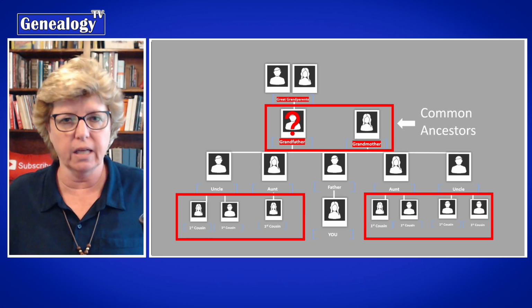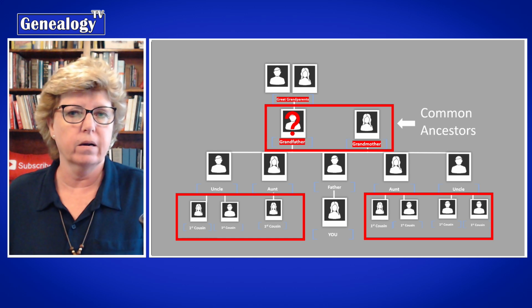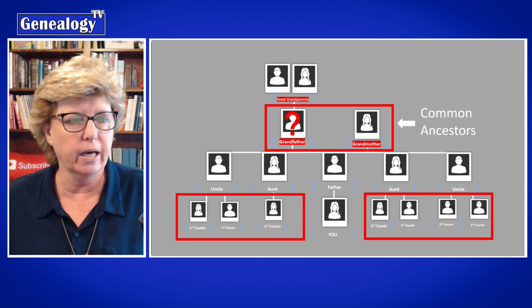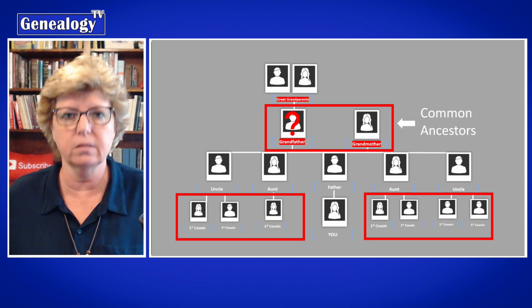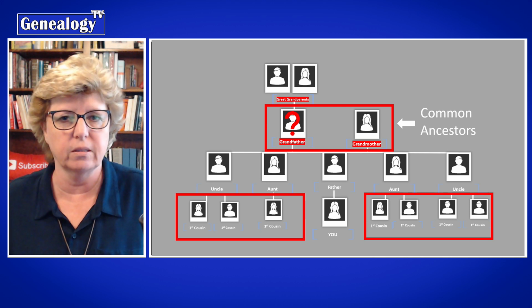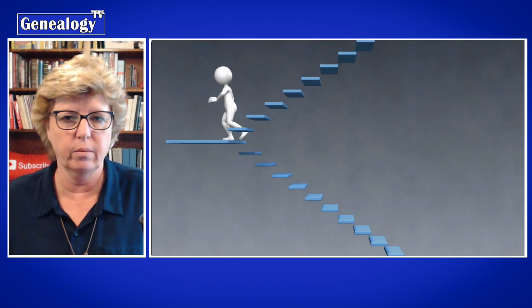Now, when you start getting into half siblings and pedigree collapse, with cousins marrying cousins and such, it can get a little more complicated. But this is a simplistic view and a simplistic trick to remembering it.